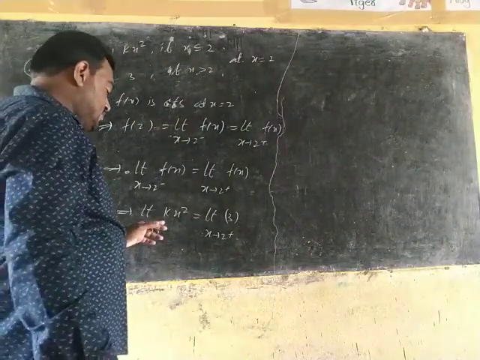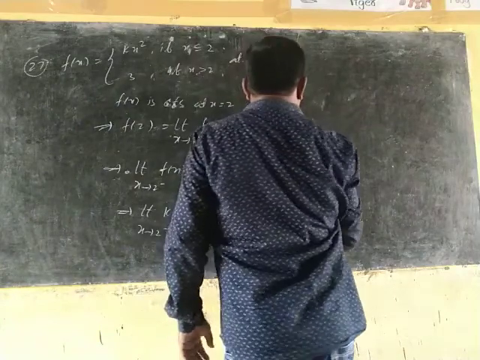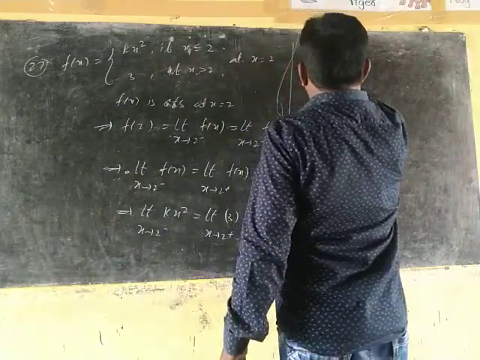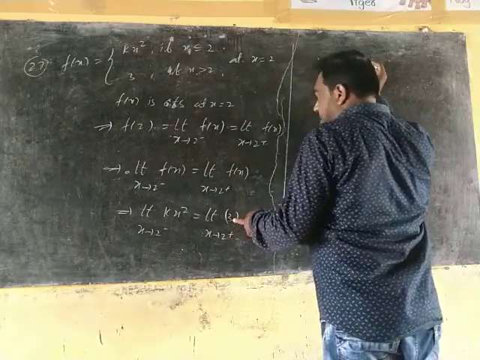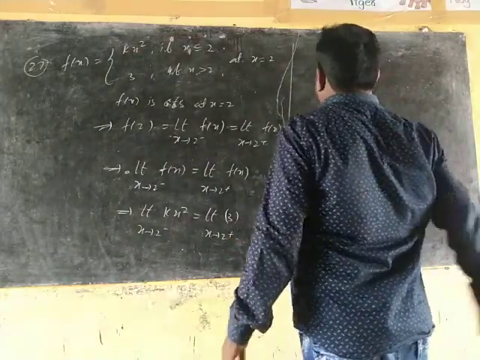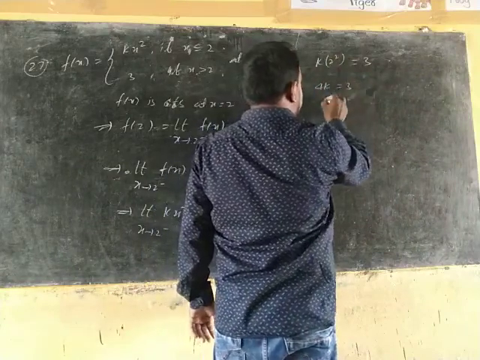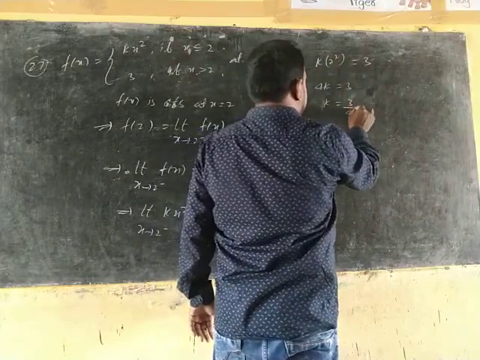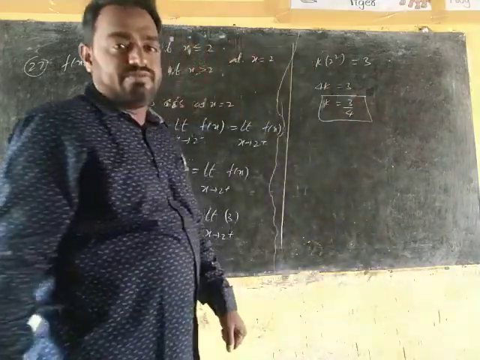Now, substitute x equals 2. What are we getting? k into 2 square is equal to, since the right side is a constant function, the limit is that constant only. 2 square is 4, so 4k is equal to 3. k is equal to 3 by 4 is the answer. The k value is 3 by 4.